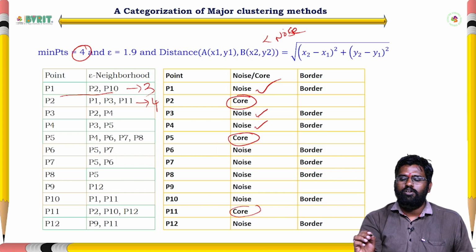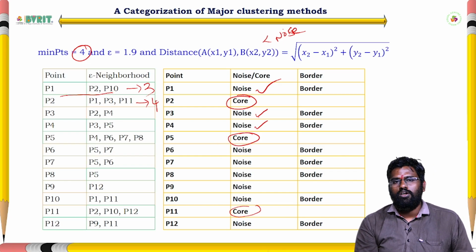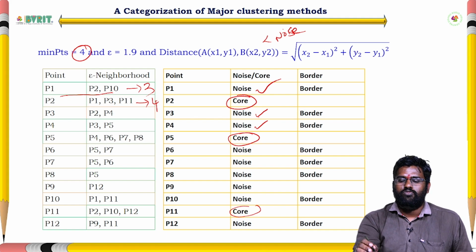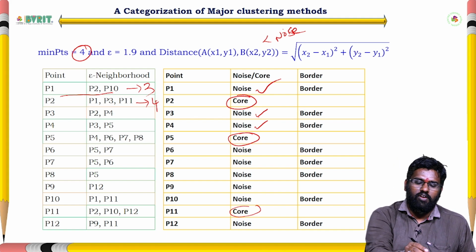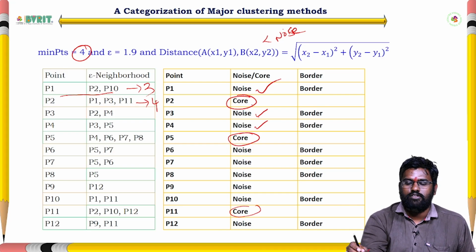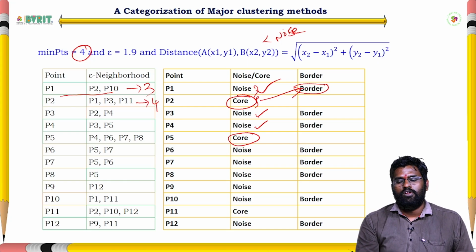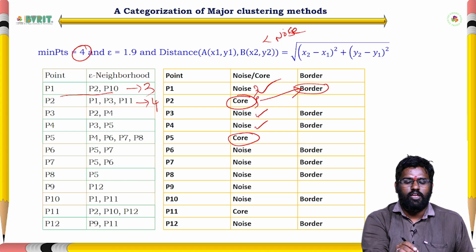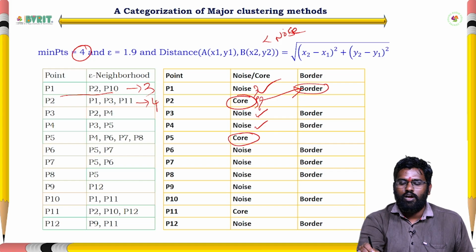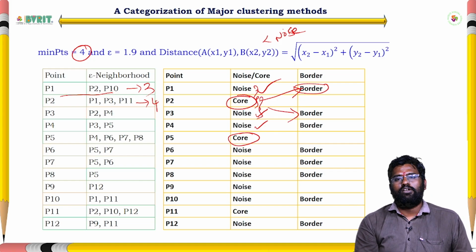Next, we have to find out whether the noisy points become border points or not. First one, noisy P1. See here, P1 contains P2 and P10, but P2 contains P1, P3, P11. So P2 is a core point, which means P1 is also a border point. P1 has both noisy and core, so it is a border point. Similarly P3: P3 contains P2. P2 is a core and this is noise, so this is a border point.